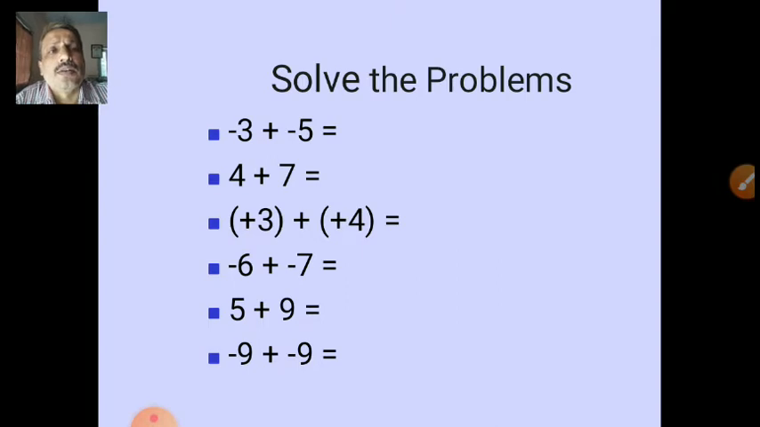See here, you can solve the problem. Yes, first two, both numbers are negative. We have to add up and give the answer, 3 plus 5, 8. But 8, which type is that? Negative. Yes, correct.